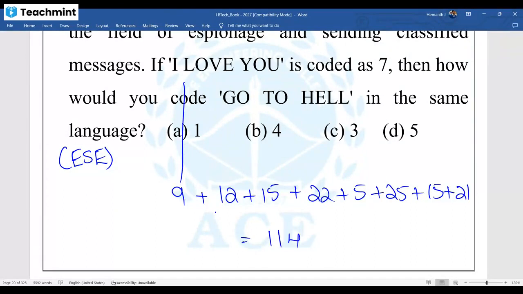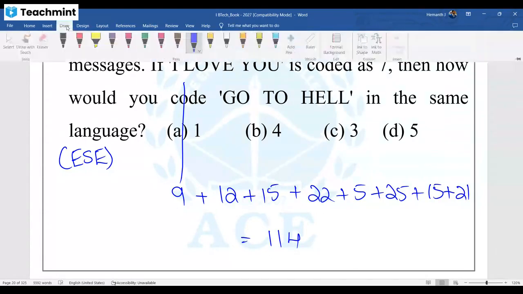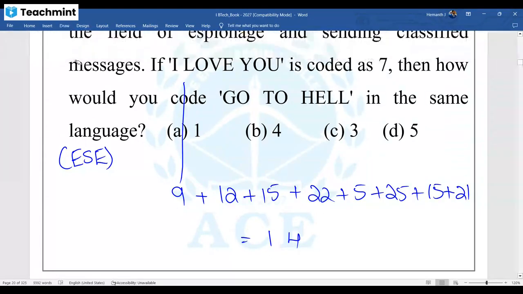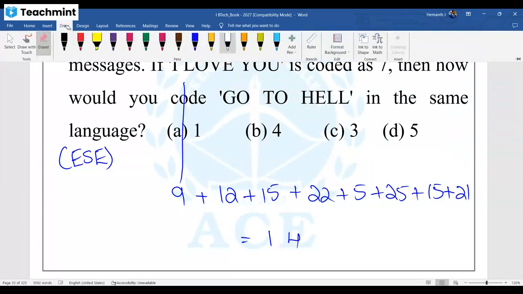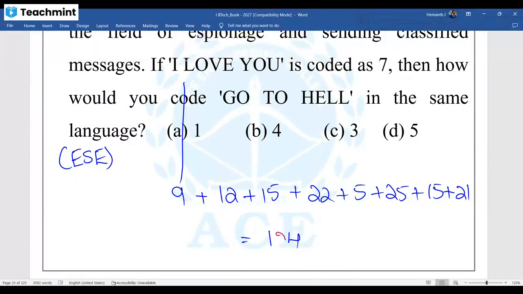114 or some 124, I think, somewhere I did calculation. 21, 36, this is 58, sorry. 58 and you have 5, 63, 63 plus 40, 103, 103 and 21 is 124. What is 1 plus 2 plus 4? 7. That's why you got 7.